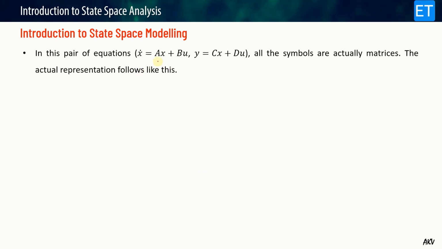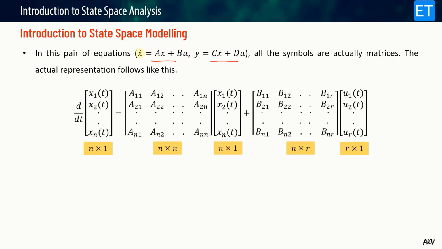In this pair of equations, as we have just seen, all the symbols are actually matrices. So the actual representation follows like this. This simple equation, x dot equal to Ax plus Bu, has the actual representation like this. It's a matrix differential equation. So the d/dt of all the state variables. Since we have n state variables, this is an n by 1 matrix. Again, all state variables are here, so again it's a column matrix n by 1, and this is the A matrix whose size is n by n. Similarly, we have r number of inputs.